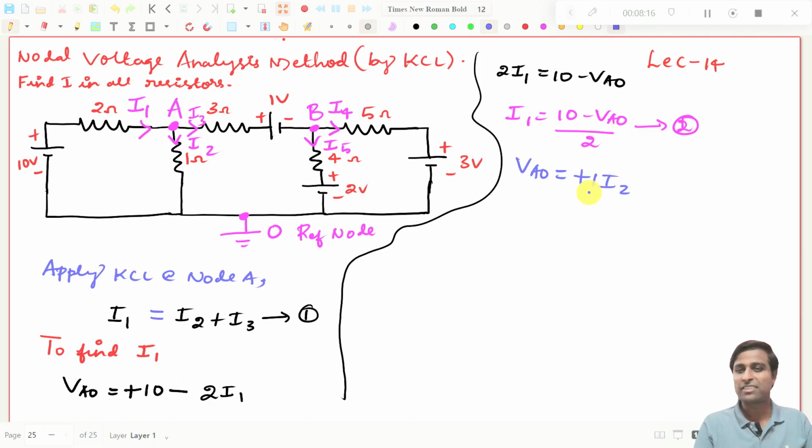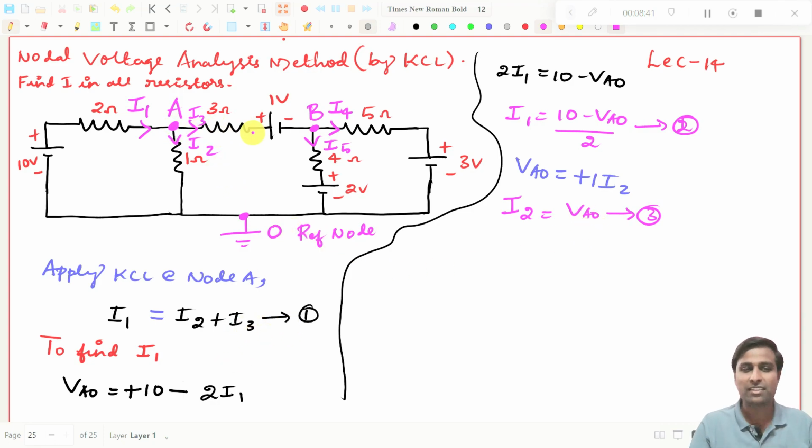So it is very simple now. What is I2? It is nothing but VAO; if you bring this 1 to the other side, it will be VAO by 1. So VAO by 1 will be I2. And then you need to find I3.